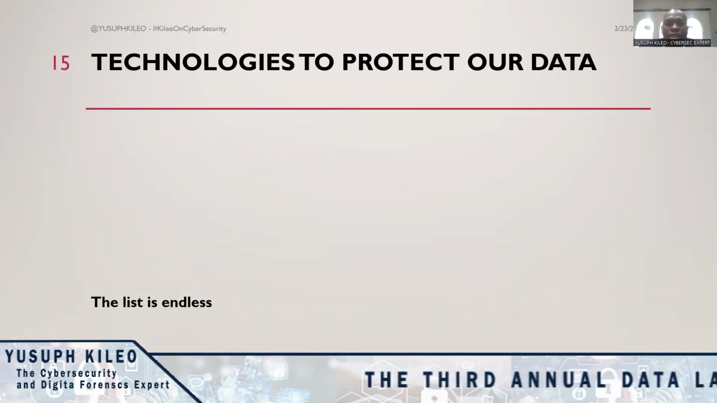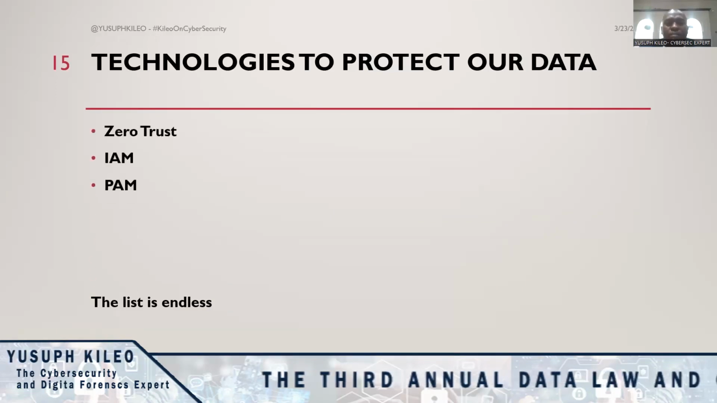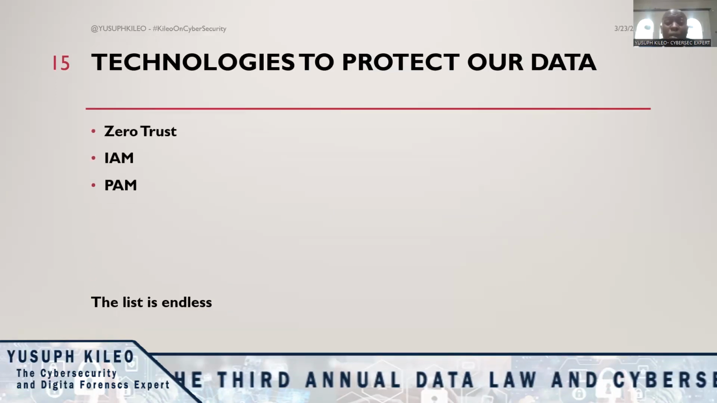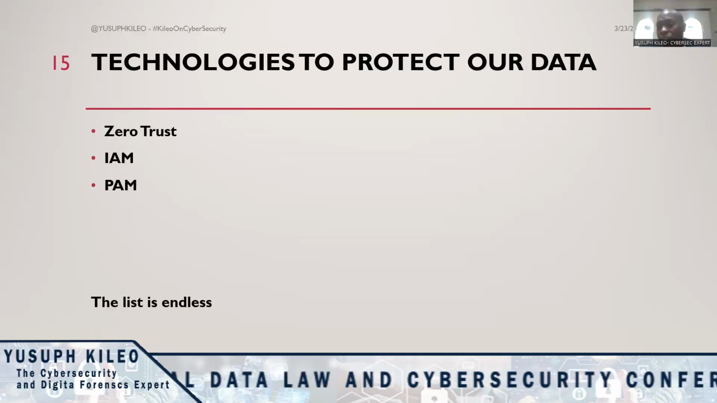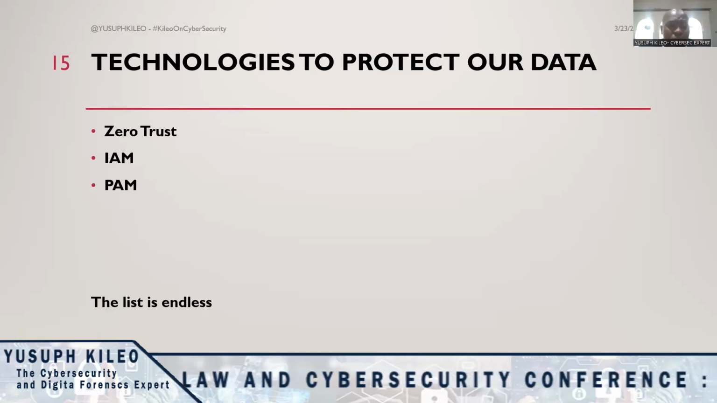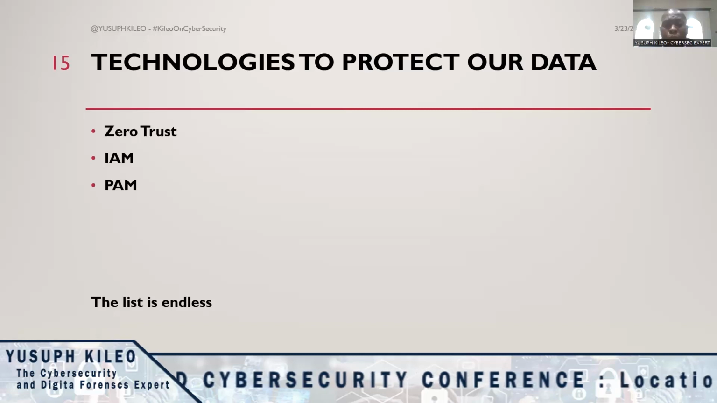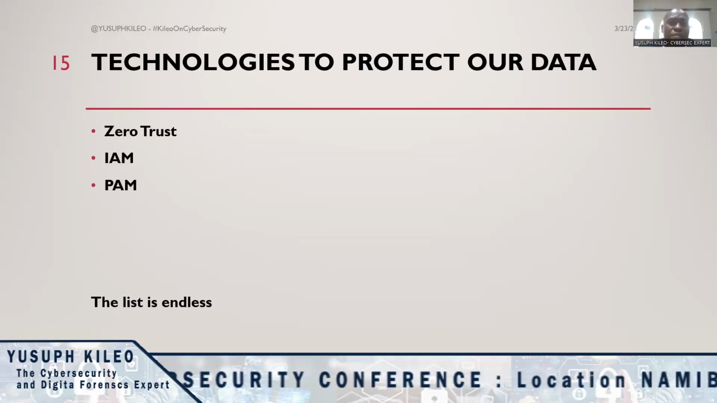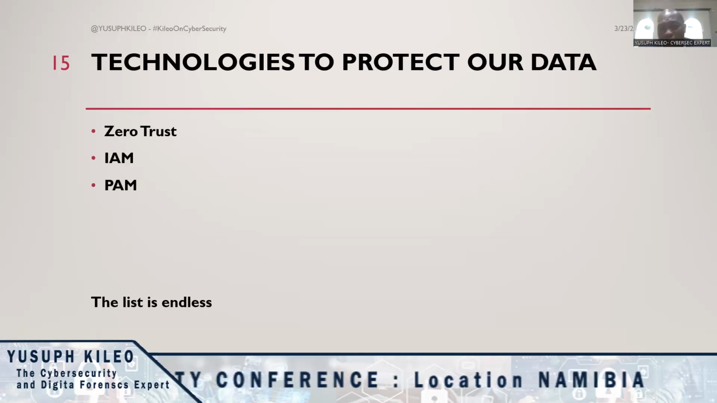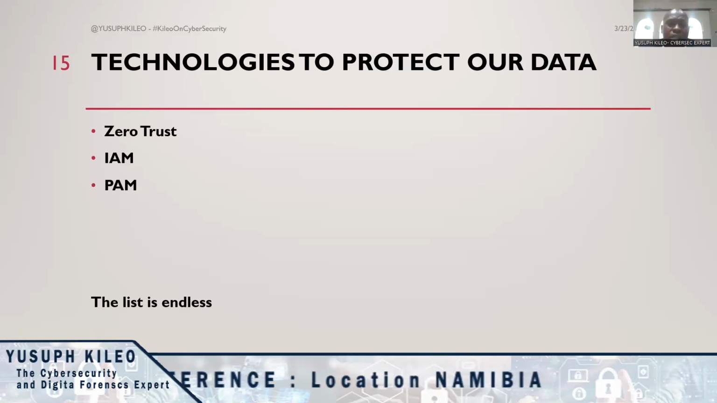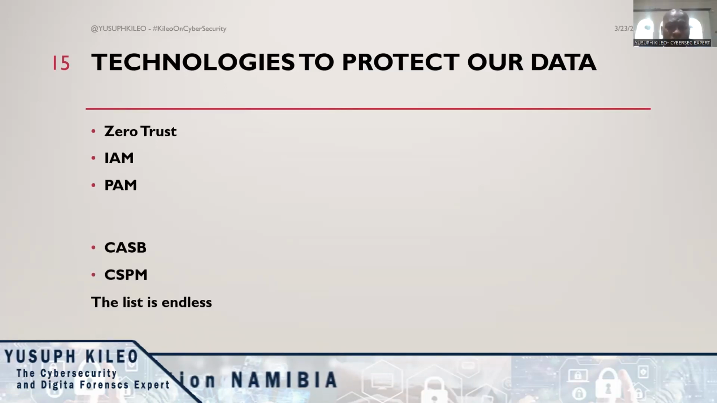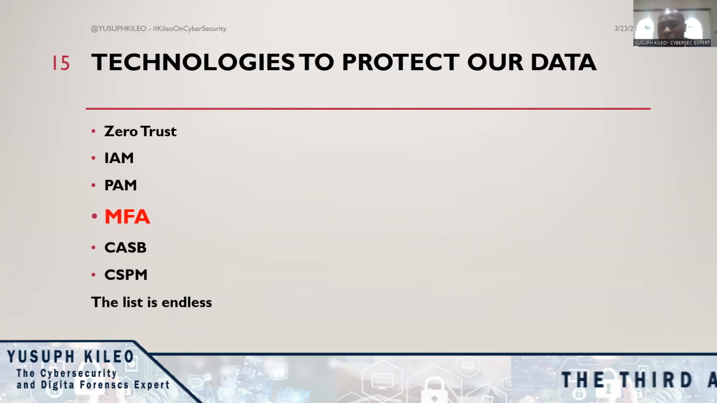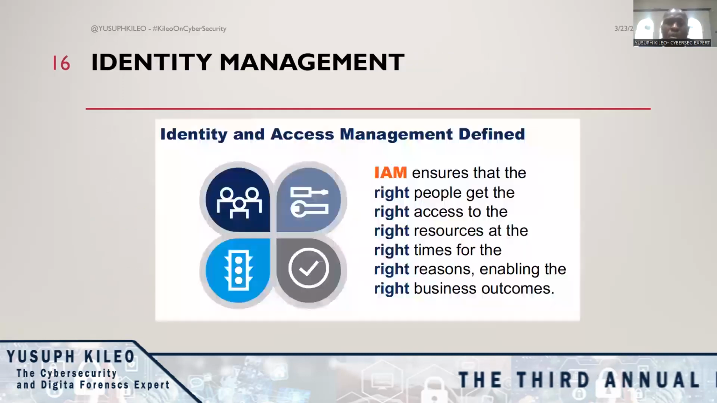Now we have technologies that can help us to protect our data. The list normally is endless, but I will just mention a few. We have Zero Trust, a new buzz in town. Everyone talks about it. Then we have Identity and Access Management, IAM, that can help you also protect data in our mobile devices. We have Privilege Access Management. We have also CASB. We have CPM and also multi-factor authentication, which I want to concentrate on now.